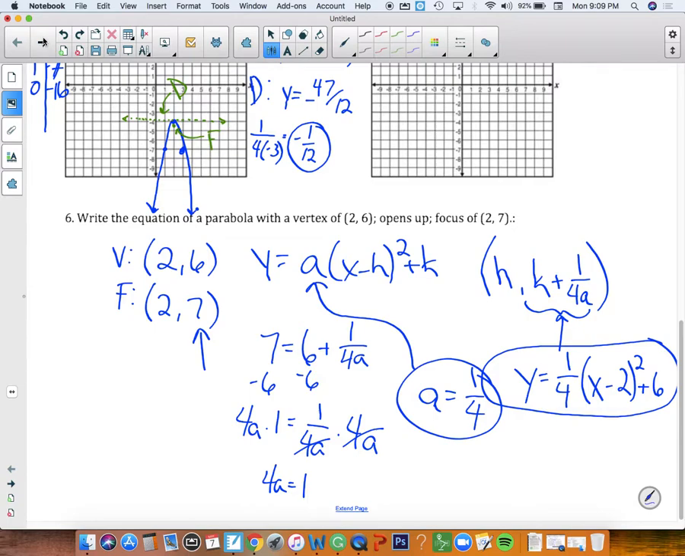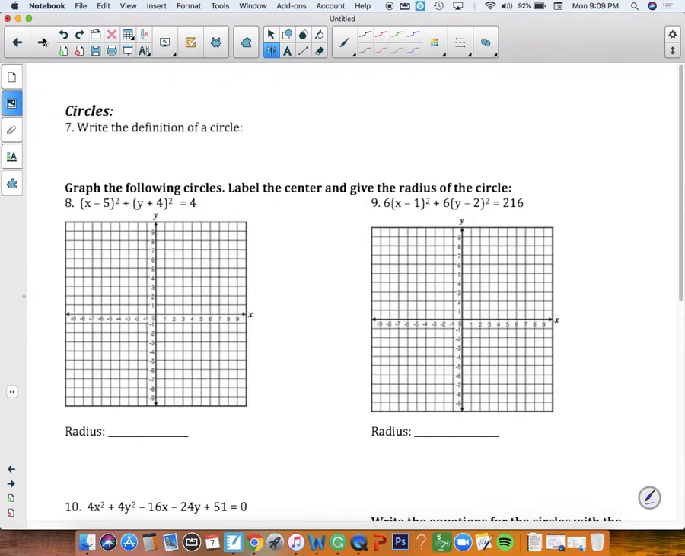All right, so on to the circles. Definition of a circle. You can find that in your notes. Something about equidistant from a point, and the circle has a radius and stuff like that.